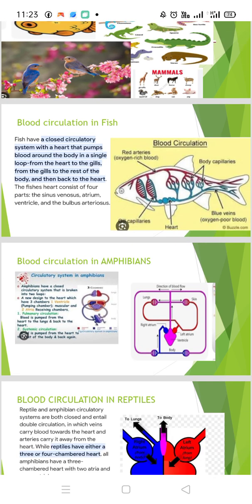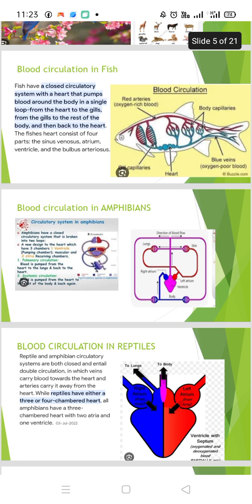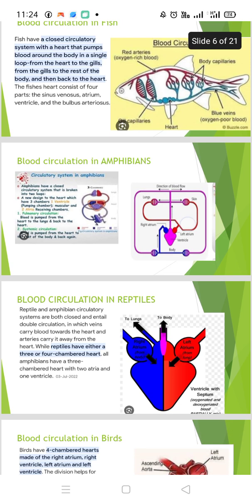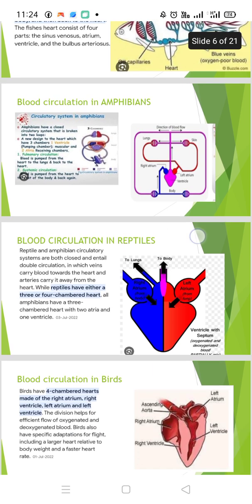Blood circulation in amphibians. Amphibians have a closed circulatory system that is broken into two loops, and the heart has three chambers: the ventricle, a muscular pumping chamber, and the atria, receiving chambers. Pulmonary circulation. Blood is pumped from the heart to the lungs and back to the heart. Systemic circulation. Blood is pumped from the heart to the parts of the body and back again.